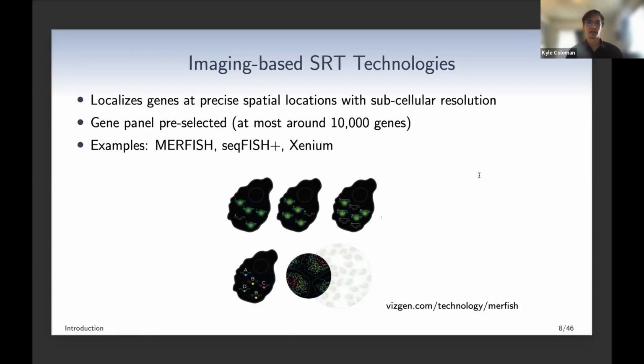Examples of these technologies include MERFISH, which is now commercialized under the MERScope technology, seqFISH+, and Xenium, which is commercialized by 10x. And along with the spatially resolved gene expression data, a lot of these technologies also provide DAPI images, which give morphological context to the cell nuclei.